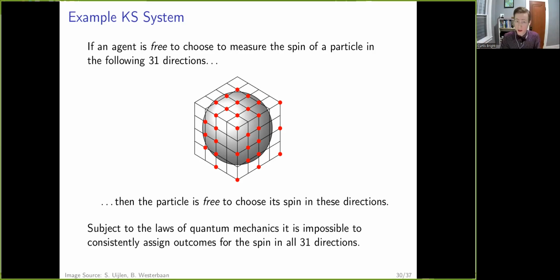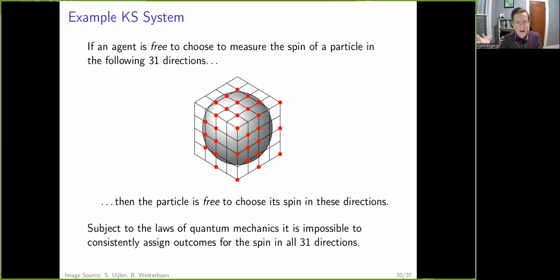If the experimenter was free to make the choice, then the outcome of the experiment, the particle's response, was also free. So this is a proof based on the fact that it's impossible to consistently assign outcomes for the spin in all of these directions at the same time, right? There could not be any process that the particle could use, even if based on some hidden variable. There couldn't be any way of doing it. It's just impossible, right? You can rule it out, assuming the laws of quantum mechanics.